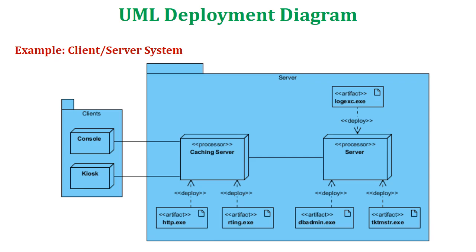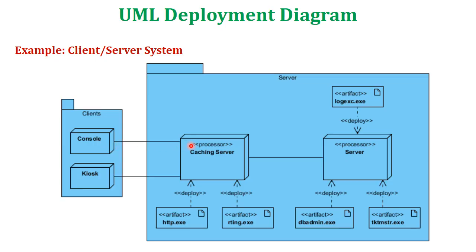See the example here, a client server system. Here, the client is one node and the server is another node. The server also includes a number of nodes, for example, the caching server and the server. So there are some nodes inside the server. Whenever the client sends a request, it is passed to the caching server. The caching server stores the recently executed information. If the information is present in the cache server, it will send it directly to the client. So the client gets the response immediately.